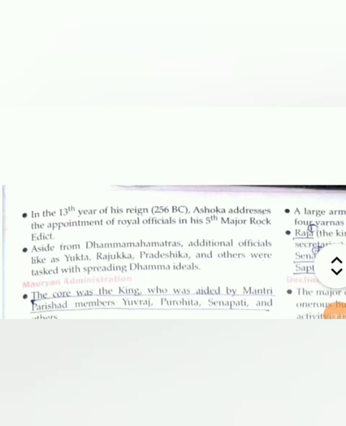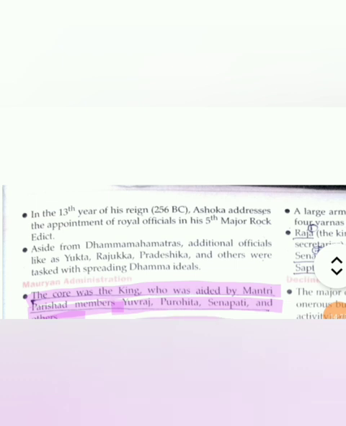Now comes Mauryan administration. So we need to know some facts about Mauryan administration also, what exactly was there. The core was the king, who was aided by Mantri Parishad members, Yuvraj, Purohit, Senapati and others. Who is Yuvraj? Yuvraj is the prince, Purohit is the priest, Senapati is the commander in chief, and some other ministers were also there. Moreover, the Mauryan administration during the time of Ashoka is more or less like our today's central government. In the center, there is a central government, and then some ministers are there to support them. So in the center, the king was there, who was aided by the Mantri Parishad.